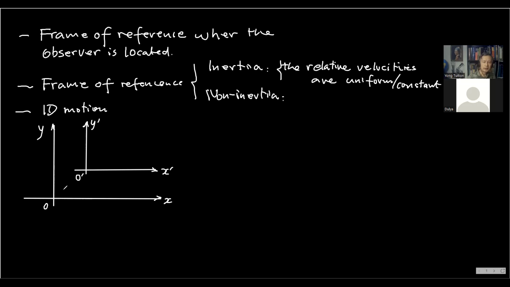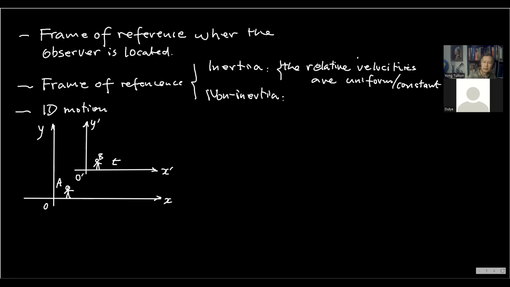So the observer can be in either frame of reference. This is observer A, and this is observer B. If you consider the object is moving, it could be in the bus, could be in the train. Let me show you a proper diagram.